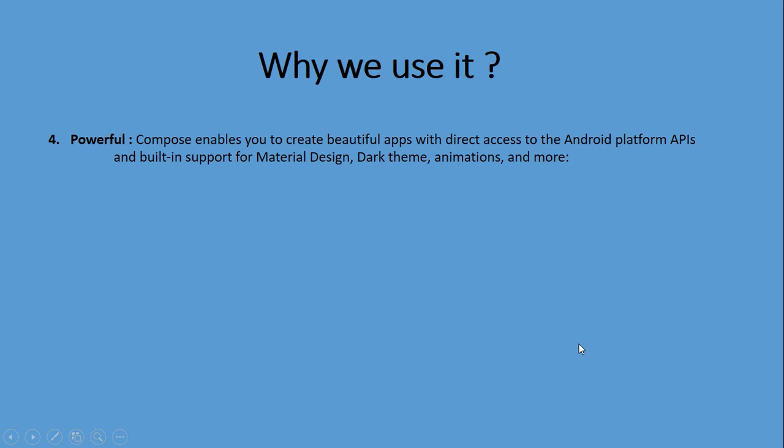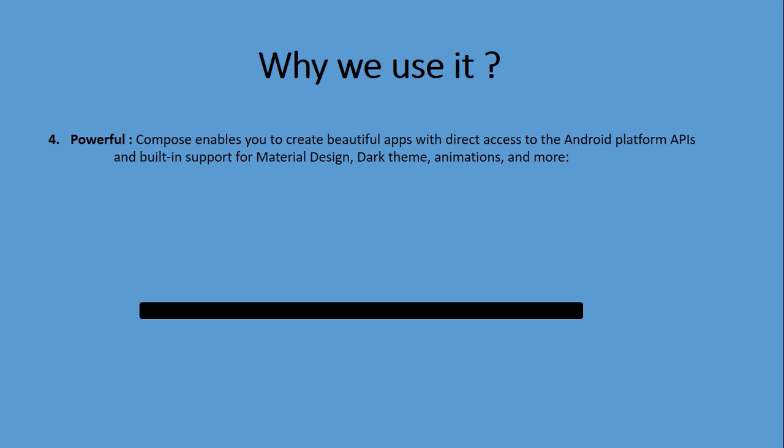The next is that it's powerful. So what is meant by powerful? It means that Compose enables you to create beautiful apps with direct access to Android platform APIs and built-in support for Material Design, dark theme, animation, and more. So most of the things that are available in Views are also available in Compose, with a more modern approach. So this is it for this video.